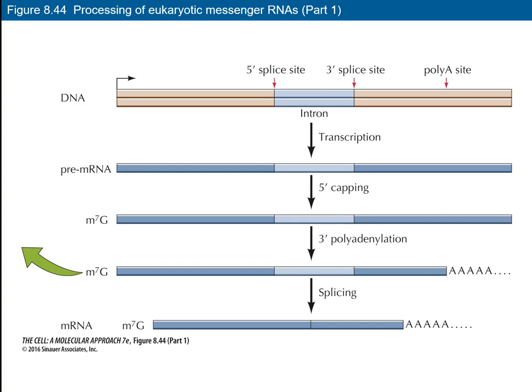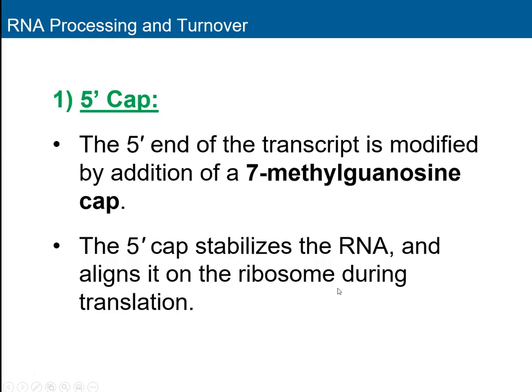Okay, and so how is it processed, right? That mRNA, and I mentioned this in Bio 111, here's your pre-mRNA that's formed. You have a 5' cap, you have a 3' poly A tail, and you have introns spliced out. Okay, super simple. You need to know those three things. Okay, 5' cap, a little more detail on it. Basically, it is modified by the addition of a 7-methylguanosine cap.